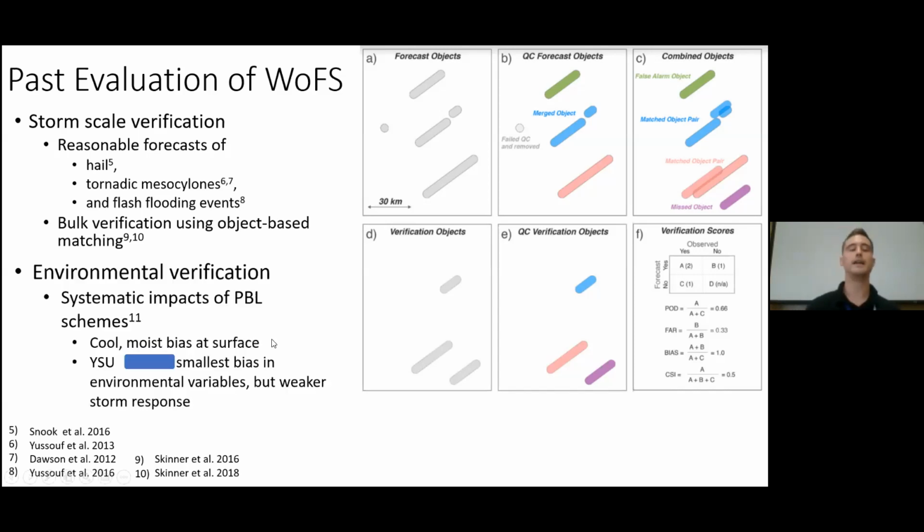Now, the environmental forecast, so not storm scale like the past studies I just referenced, but the environmental verification has been done in the past with one particular study, and it looked at systematic impacts of PBL schemes. So that's going to be a particular study that's really important for the analysis I'm looking at today. This study showed that most of these schemes had cool, moist biases at the surface, and the YSU scheme had the smallest biases in environmental variables. However, it did exhibit a weaker storm response.